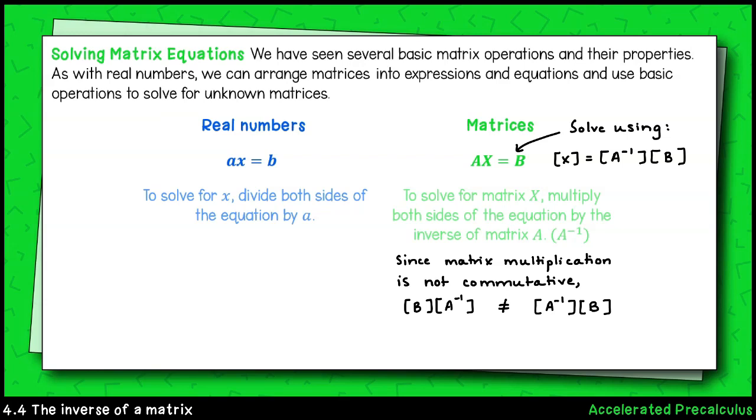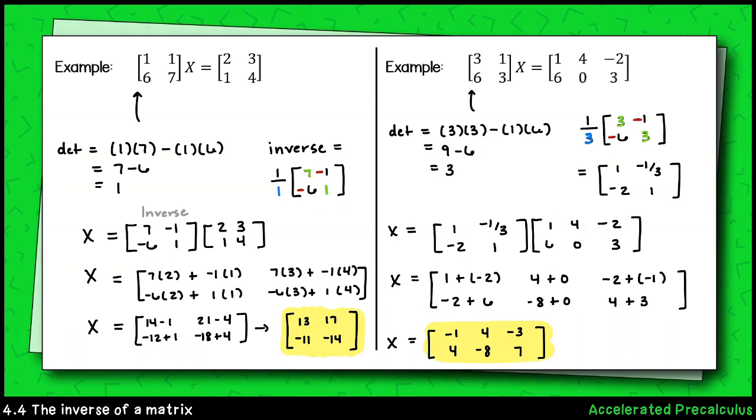A quick note, be careful here because B times A inverse is not the same as A inverse times B. Remember that matrix multiplication is not commutative. We will want to use A inverse times B in this case. I'm going to walk you through two solved examples.